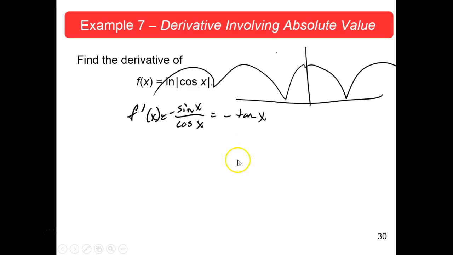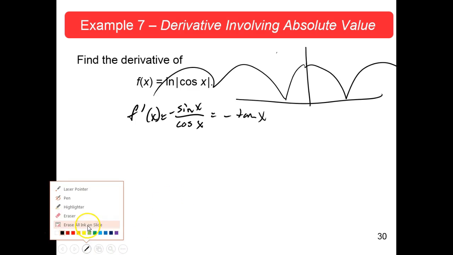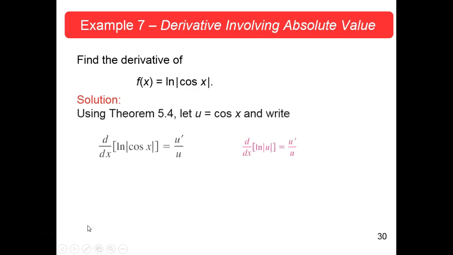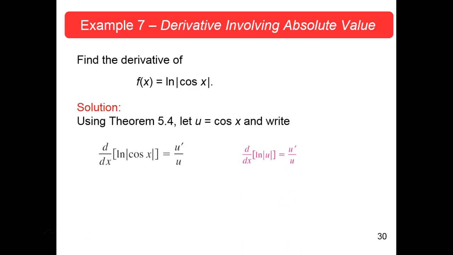Now that's my rendition of it. Let's see how they do it. I'll erase my chicken scratch here and see what they get. Using theorem 5.4, let u equal cosine x and write d by dx of log cosine x would be u prime over u, which is exactly right.